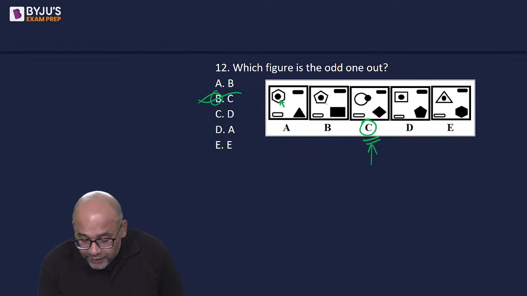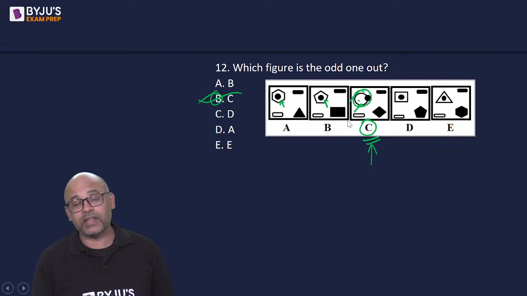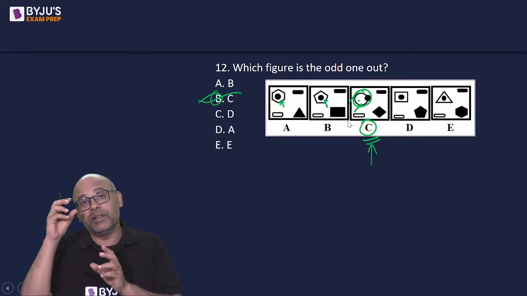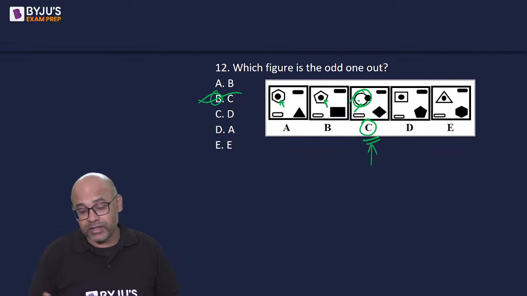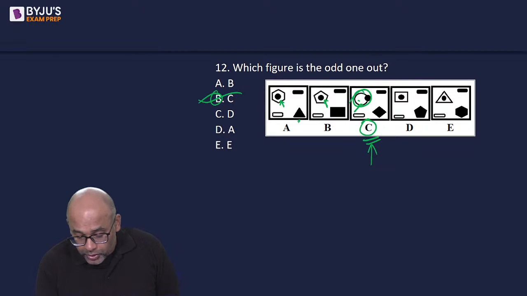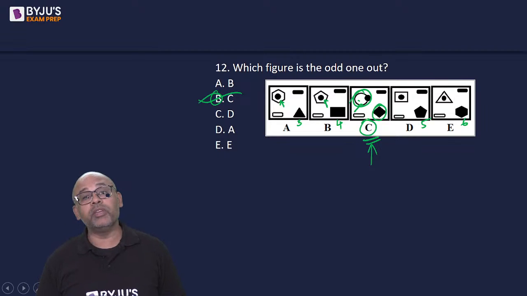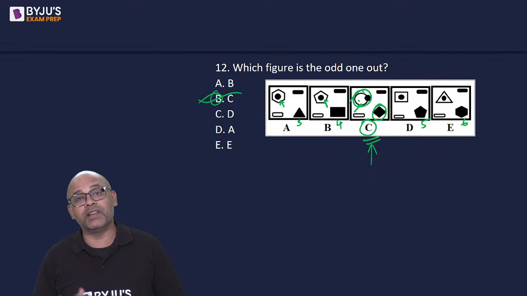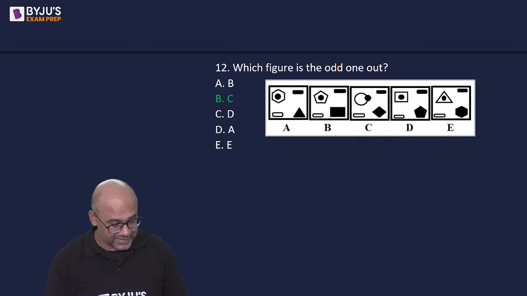Because everywhere the circle is inside the figure, except here, the dotted circle or the colored circle is coming outside the other figure. Also, the sizes are 3, 4, then this is 5 and 6. Now this is again turning out to be 4. That's another problem. Both of these together are the reasons why this is the odd one out. So the correct answer is option B, figure C.